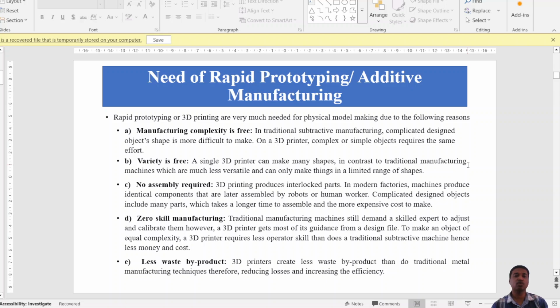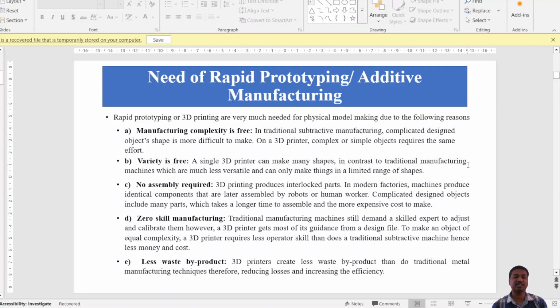Next one is no assembly required. A 3D printer produces interlocked parts. In modern factories, machines produce identical components that are later assembled by robots or human workers. Complicated design objects include many parts, which take a longer time to assemble and are more expensive to make. But with a 3D printer, no assembly is required.